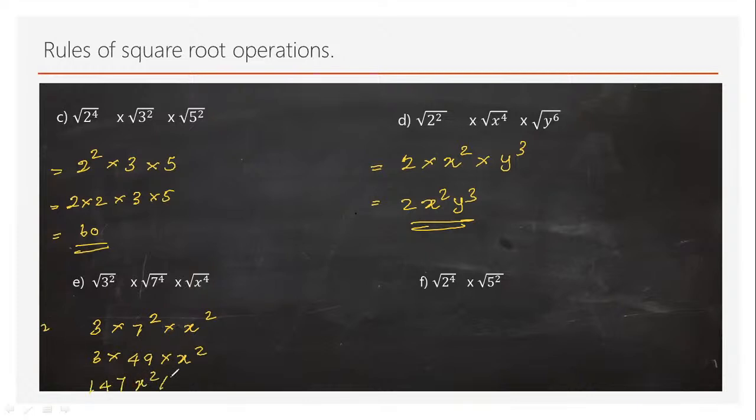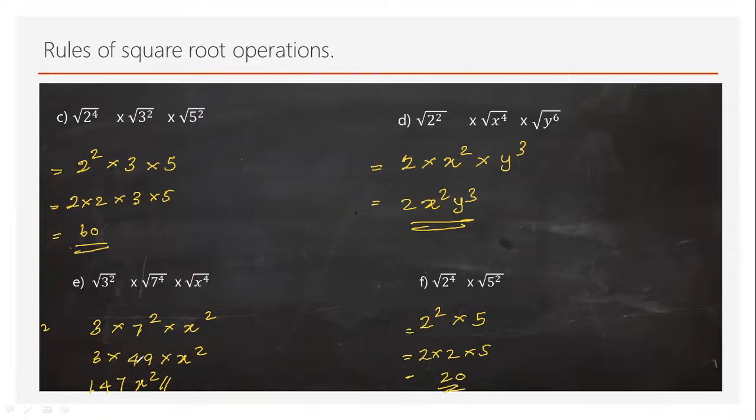147 x squared here. 2 to the power 4 divided by 2, 2 to the power 2, 5 to the power 2 divided by 2, that is 5. 2 into 5, 2 times 2, 4, times 5, 20. Then here the answer is 20.